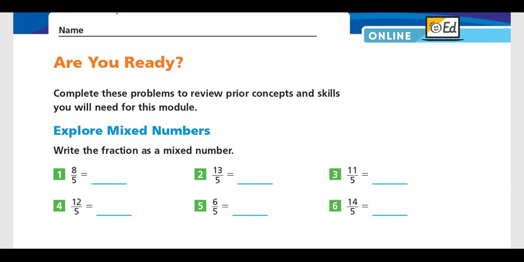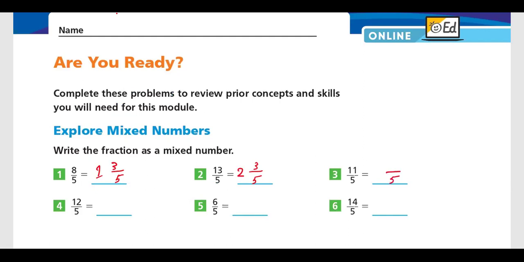How many 5 in 8? So 1. 1 times 5 is 5. The remainder is 3. How many 5 in 13? So it's 2. 2 times 5 is 10. Remainder is 3. How many 5 in 11?